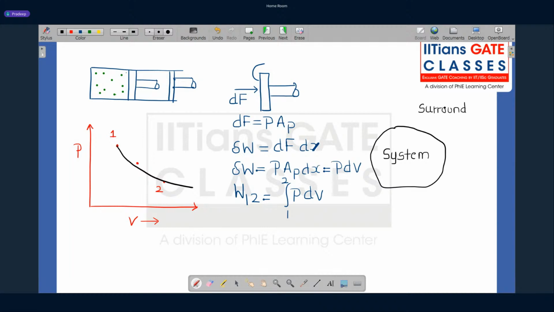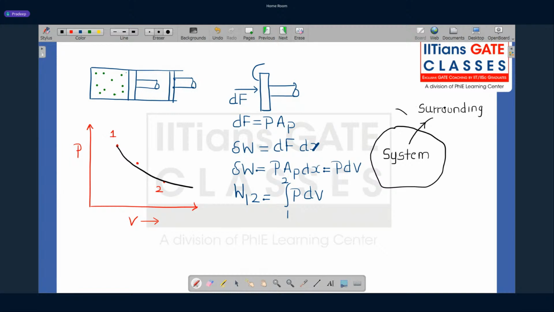System and surrounding can interact with each other. And how can they interact with each other? They can interact via energy transfer. Energy can get transferred from system to surrounding. At the same time, energy can be transferred from surrounding to system.